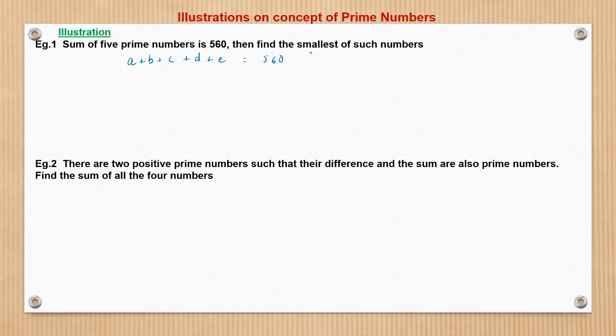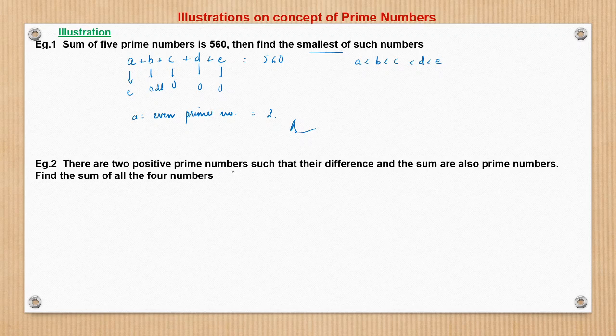So what is the smallest of such numbers? Let us arrange that A less than B less than C less than D less than E. So we can say that A is even and these are odd, right? These are odd. So then only this summation is possible. So A is an even prime number, which is 2. That is the only possible answer. Now we will see question number 2.